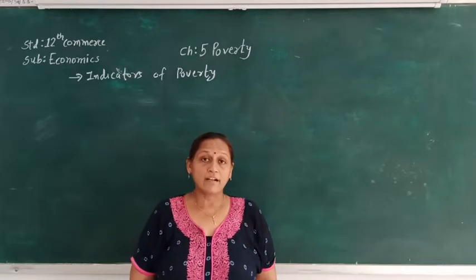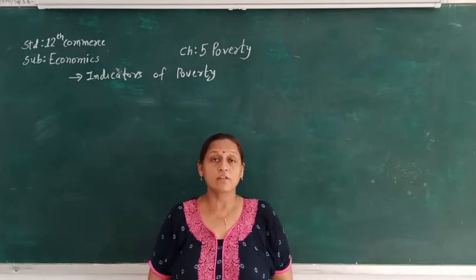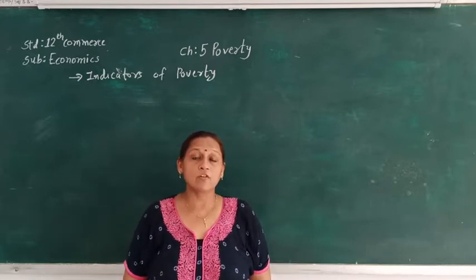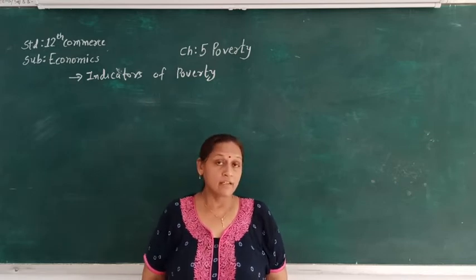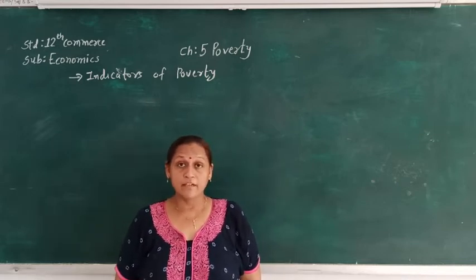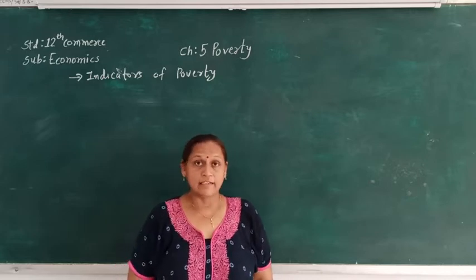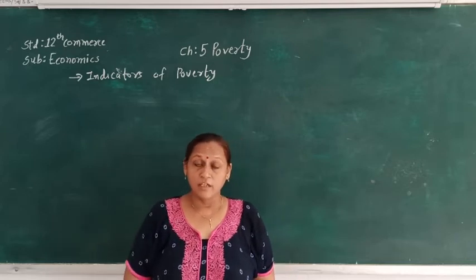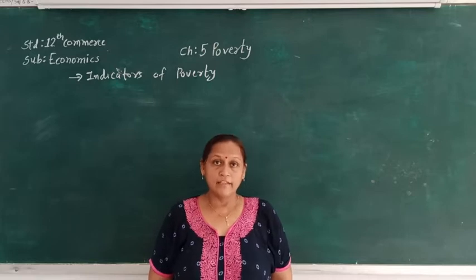So the second indicator of poverty is the level of malnutrition. Malnutrition means people are not able to take enough calories in food, and because of that there is a lack of vitamins, calories, minerals, fiber, protein, etc. Because of that people suffer from different diseases. So that is called malnourished people.